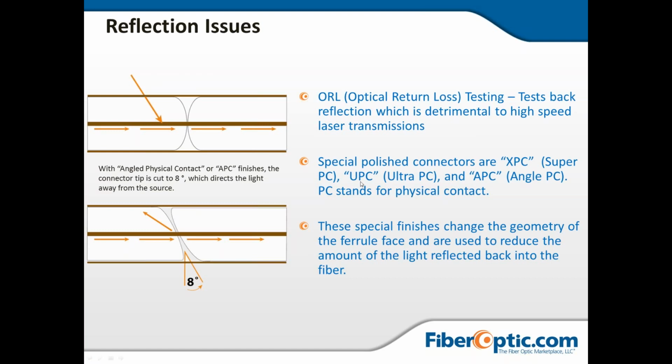PC stands for physical contact. So you can see the differences in the physical concept. These special finishes change the geometry of the ferrule face and are used to reduce the amount of light reflected back on the fiber.